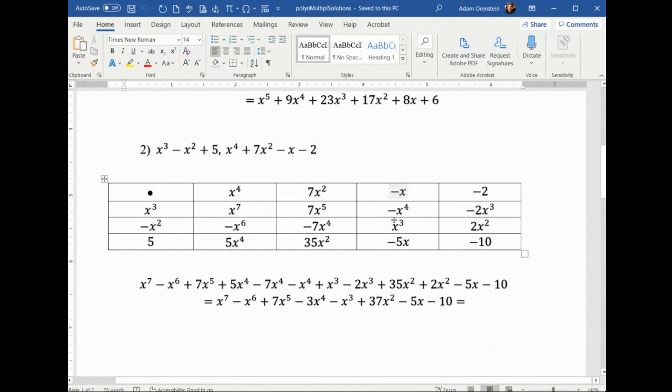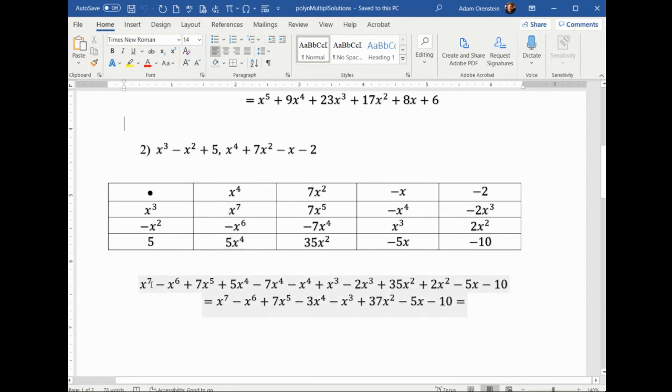Because of the minuses, this becomes a plus, positive, right? Minus is a plus. 5x to the 4, 5x to the 4, right? Here we have 35x squared, and so on. And then just like before, we have to add them up, right? I know it's a lot of terms here, but that's okay.